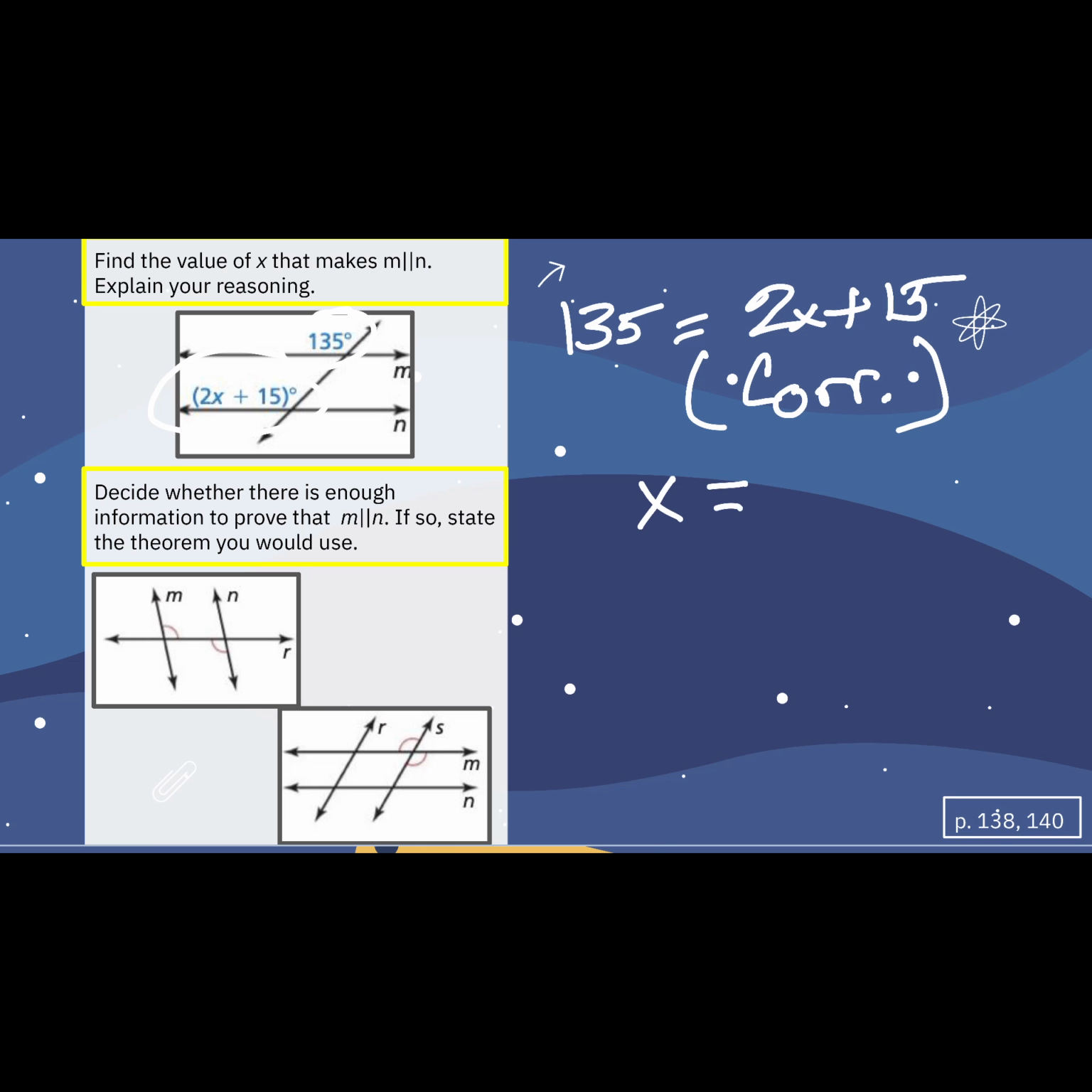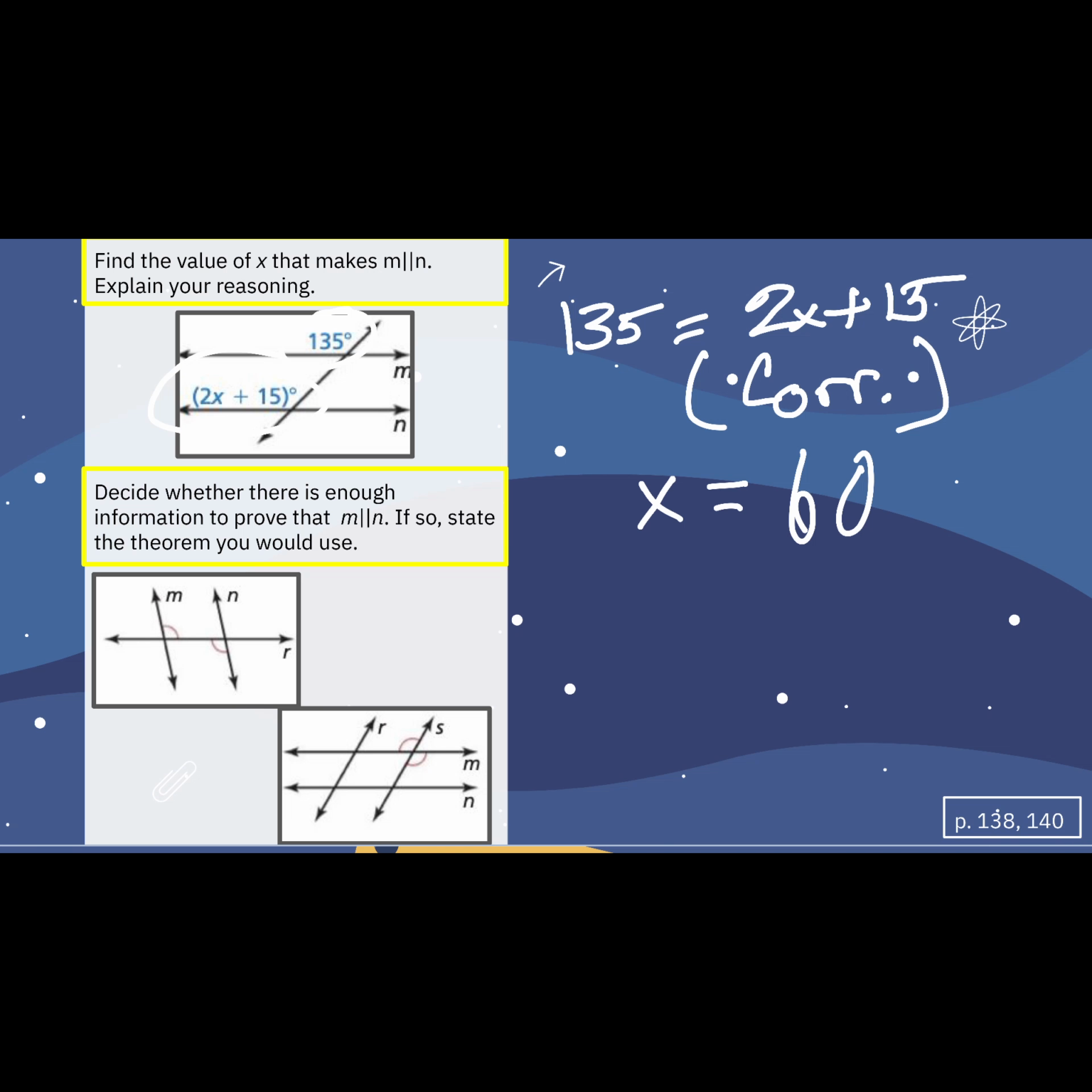What do you think it equals? I think it would be less than that. I wrote it down. I think it'd be 60. Oh, yeah. We find that x equals 60. So if x equals 60, that means that those angles would be congruent. They both would be 135. And if we have corresponding angles, that means that line M is parallel to line N.